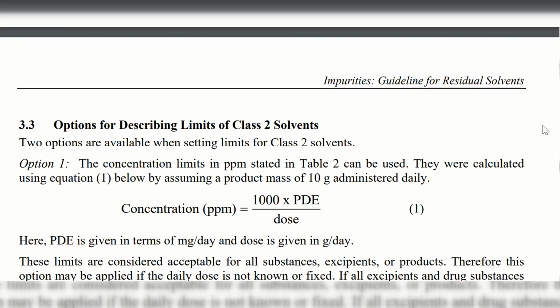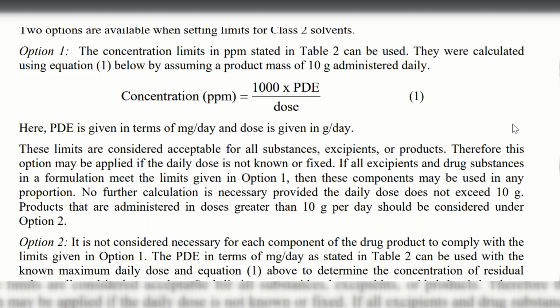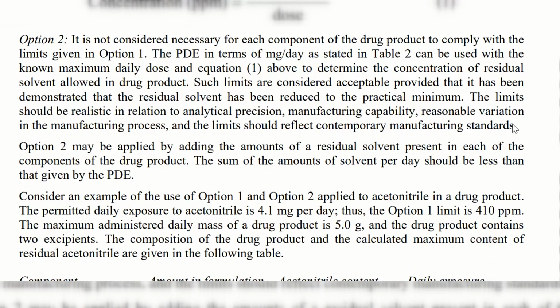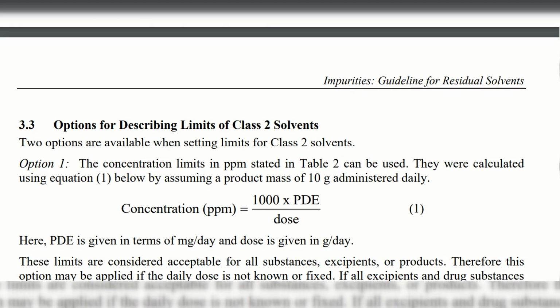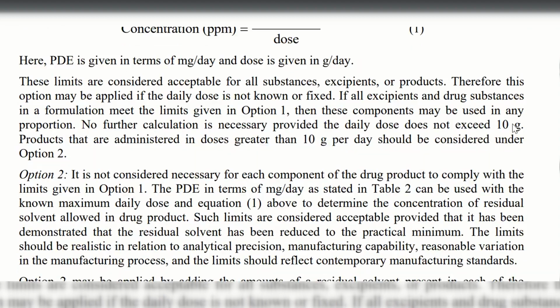ICH Q3C Guidelines provides 2 options for calculating the limits of residual solvents. Option 1. Identify and quantify all residual solvents present in the drug substance or product. Option 2. Identify and quantify solvents known to be used in the synthesis or purification of the drug substance.